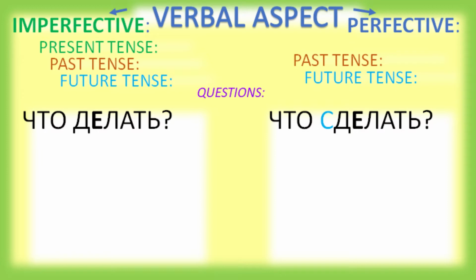For imperfective verbs, you need to answer the question Что делать? For perfective verbs, you need to answer the question Что сделать?